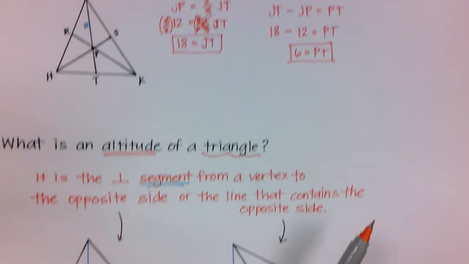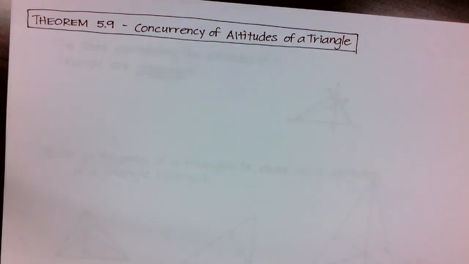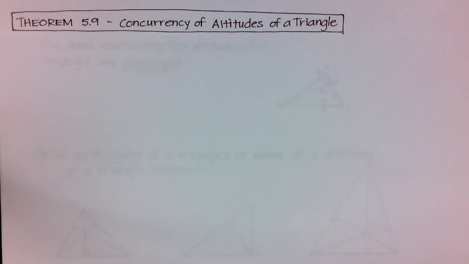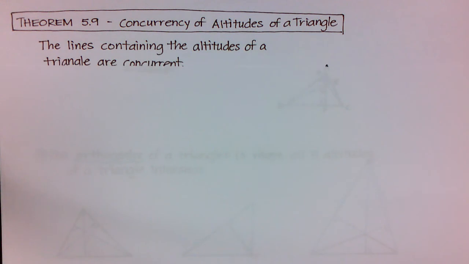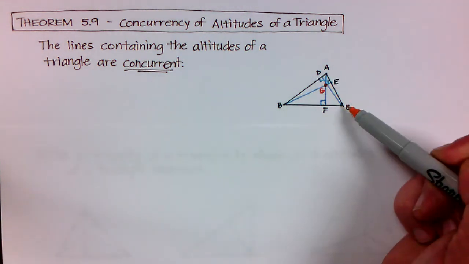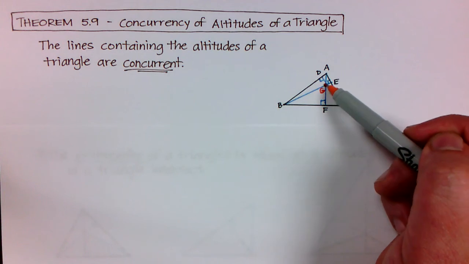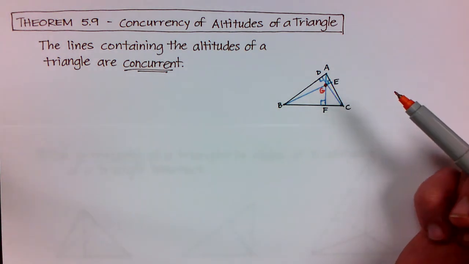So our next theorem has to do with altitudes. This is Theorem 5.9, and it's titled The Concurrency of Altitudes of a Triangle. So concurrency again means where all of those altitudes meet when you're given a triangle. So what it says is the lines containing the altitudes of a triangle are concurrent. So it's a pretty awesome fact. So that means every single time that you draw the 3 different altitudes from the 3 different vertices in a triangle, you're going to find that they are all going to meet at one particular point.